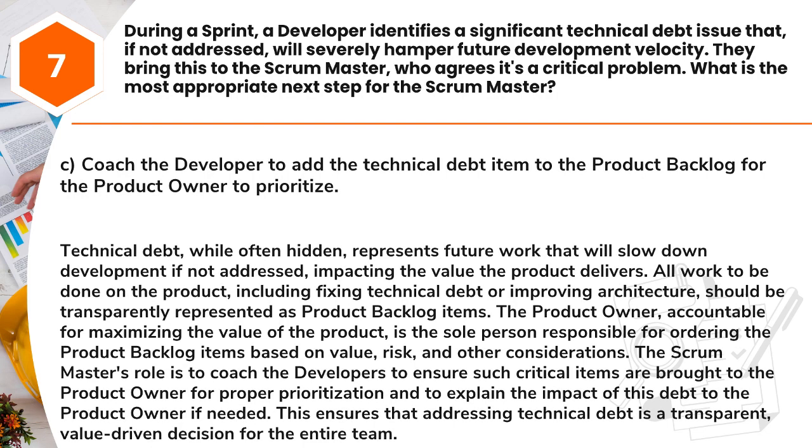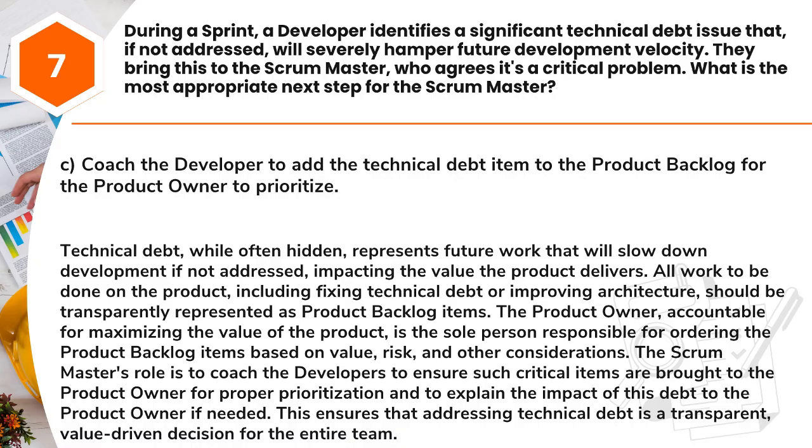Answer: C. Coach the developer to add the technical debt item to the product backlog for the product owner to prioritize. Technical debt, while often hidden, represents future work that will slow down development if not addressed, impacting the value the product delivers. All work to be done on the product, including fixing technical debt or improving architecture, should be transparently represented as product backlog items. The product owner, accountable for maximizing the value of the product, is the sole person responsible for ordering the product backlog items based on value, risk, and other considerations.